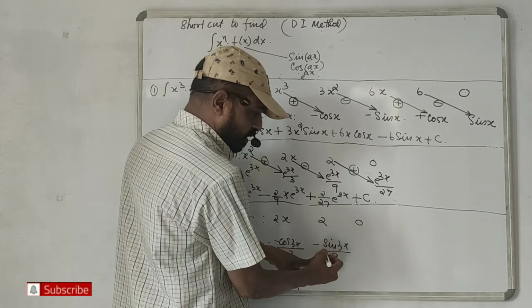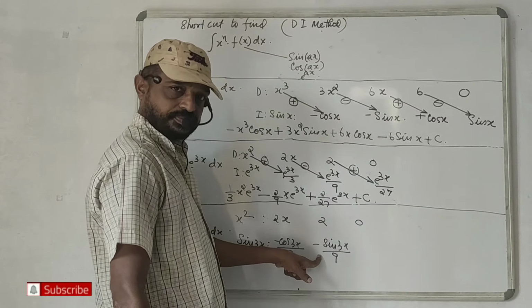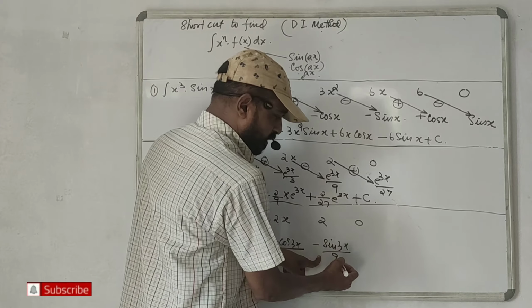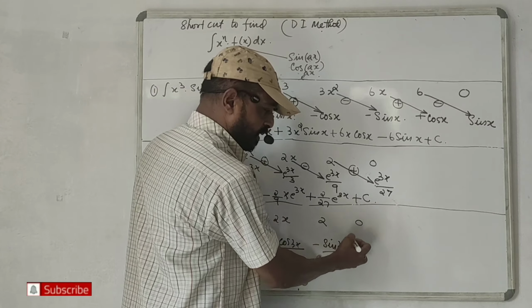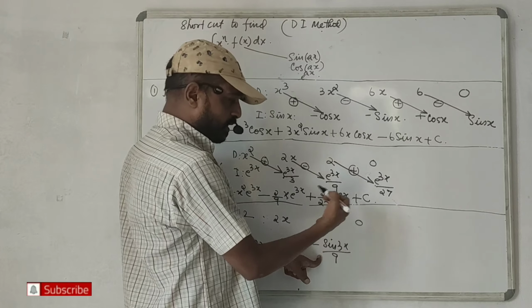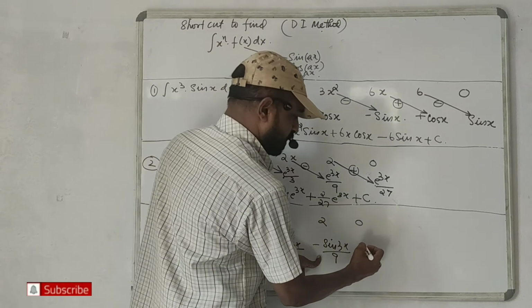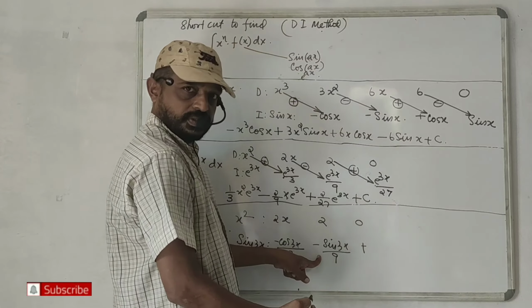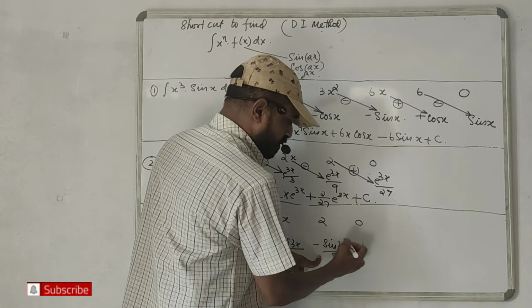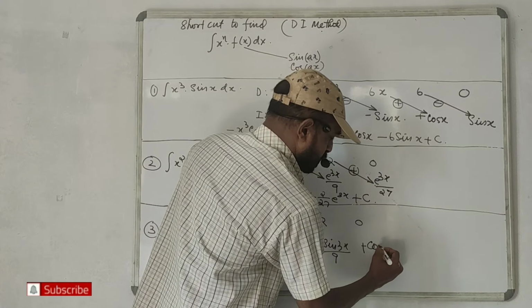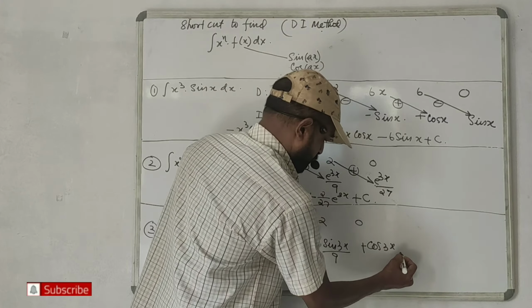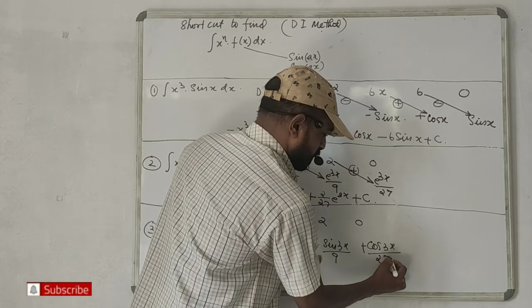So here minus 1 by 9 is a constant. Isn't it? So minus 1 by 9 into the integral of sin 3x. Again it is minus, so minus into minus becomes plus. Plus, the integral of sin 3x is minus cos 3x. So it is cos 3x by 27.